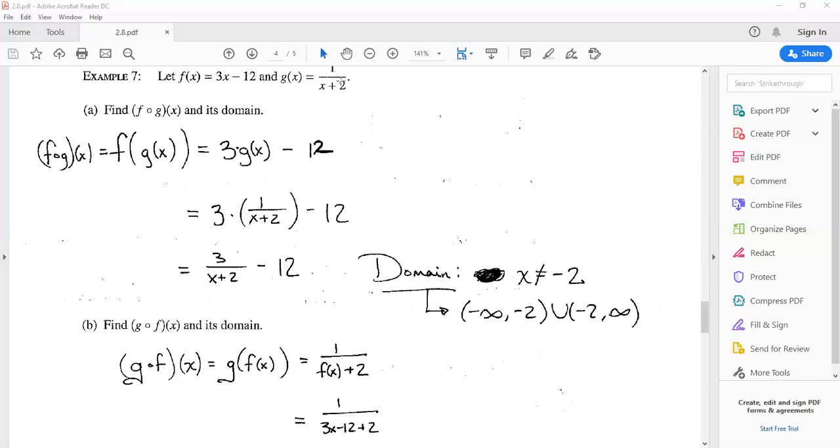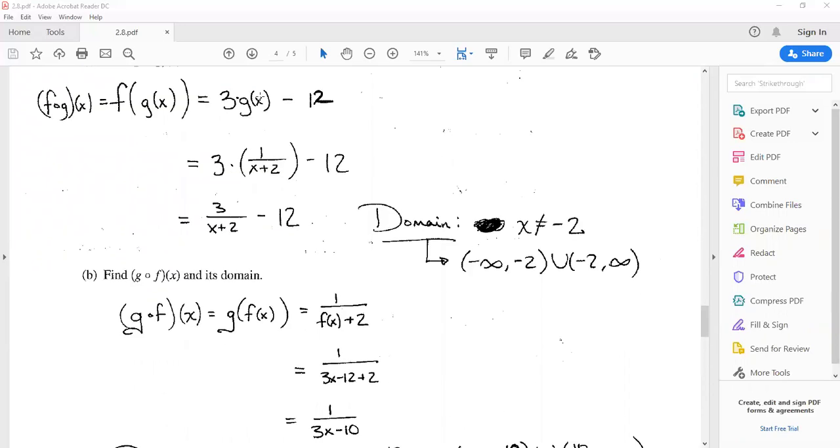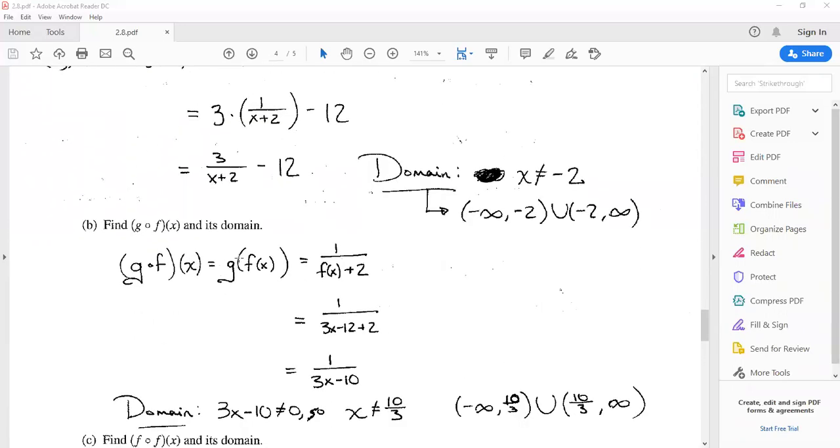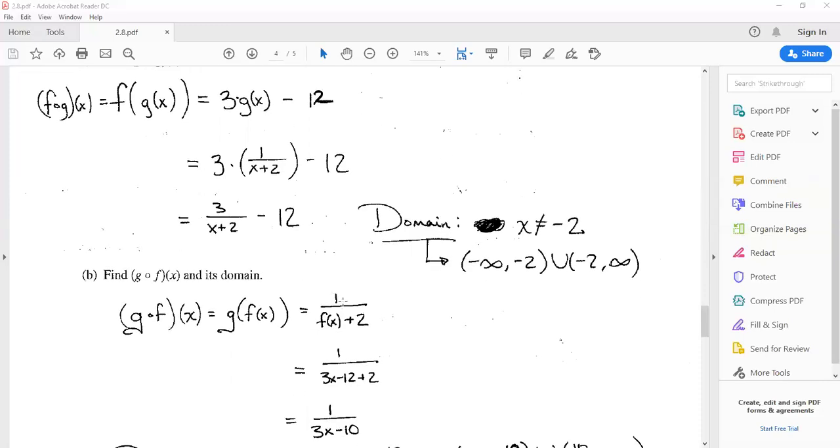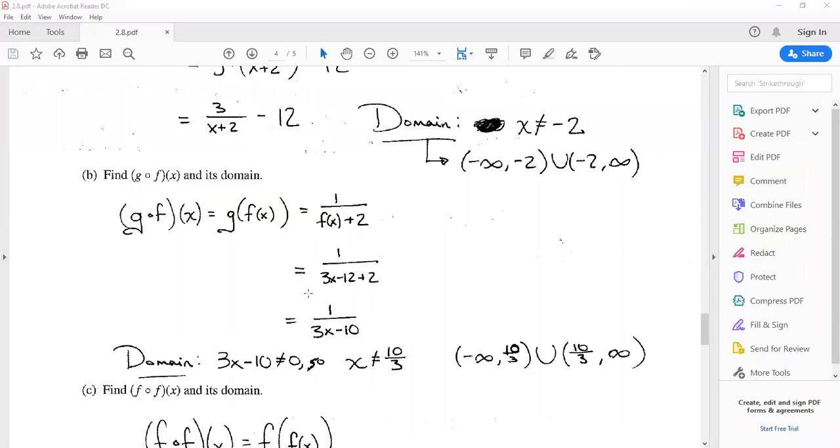Okay, let's go backwards. Let's see if that one works backwards. Can we find g of f of x and its domain? So f will be the inside function now. And so we'll take the expression for g of x, and everywhere we see an x in the expression for g of x, we'll replace it with this new guy, f of x. So in particular, the expression for g of x is 1 over x plus 2. So g of f of x will become 1 over f of x plus 2. And now we'll go back and remember that the function f of x was equal to 3x minus 12. And so we'll put that in now for f of x. So we get 1 over 3x minus 12 plus 2. This comes down to 1 over 3x minus 10.